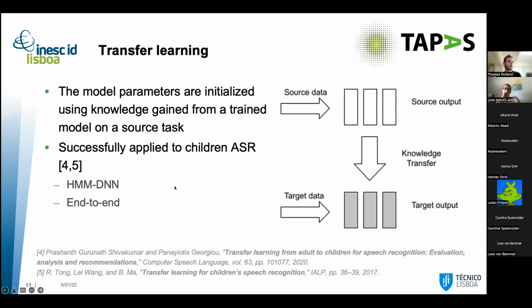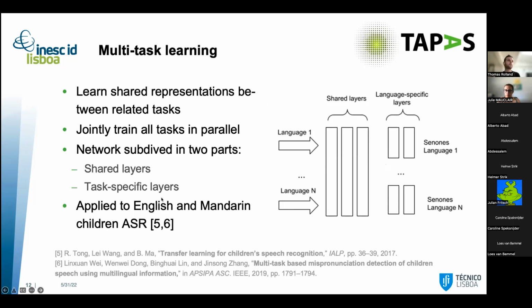This has, of course, been successfully applied to children's automatic speech recognition, but we also validated it with our own experiments. We validated it on HMM-DNN, but also on end-to-end. The second method people can use to tackle this children's automatic speech recognition problem is multitask learning.